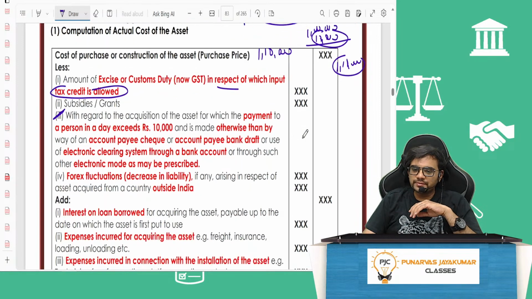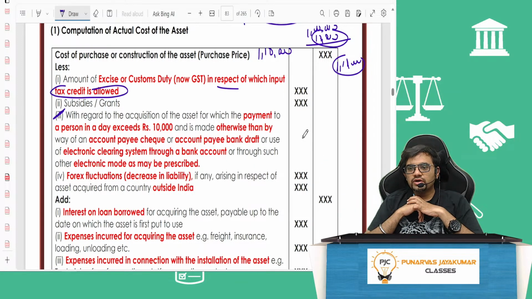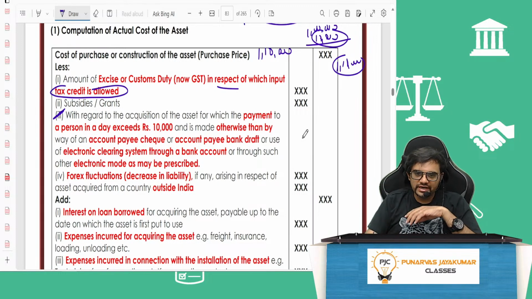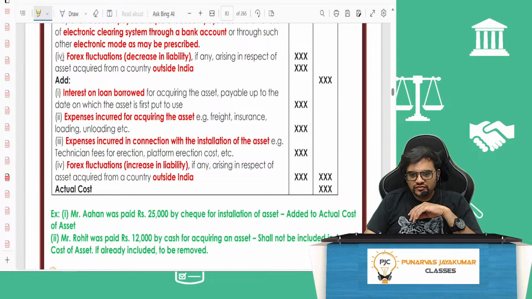Yes. Then subsidies or grants, any subsidy, where the government has given you cash back. You bought an asset of 10 lakh, the government gave you 50,000. So what should you subtract? 50,000. Second one, subsidies and grants. Fourth is the forex fluctuation. You will also add the forex fluctuation.